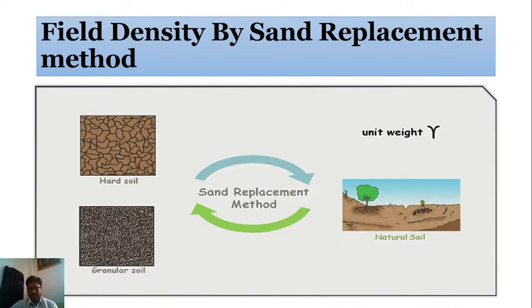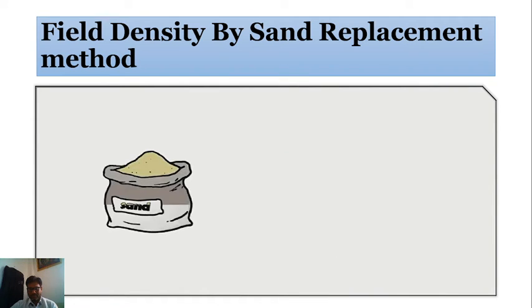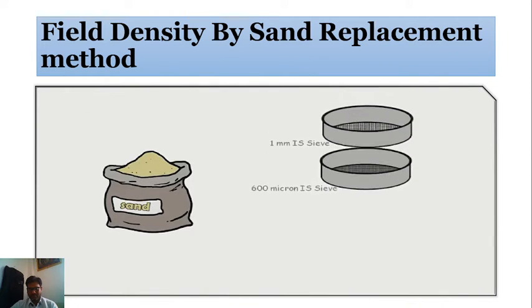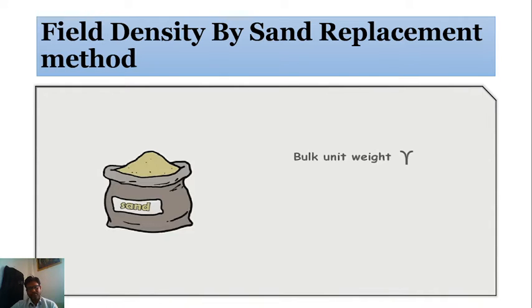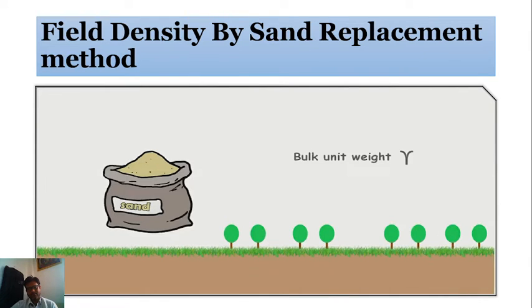For this test, we will need a calibrating sand which passes through a 1 mm IS sieve and is retained on a 600 micron IS sieve. First, we will determine the bulk unit weight of this sand, and then using that, we will determine the bulk unit weight of the soil sample taken from the field.